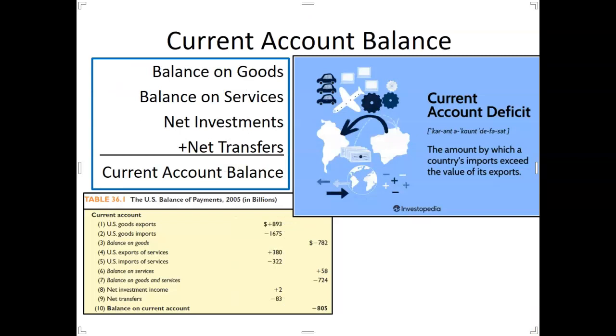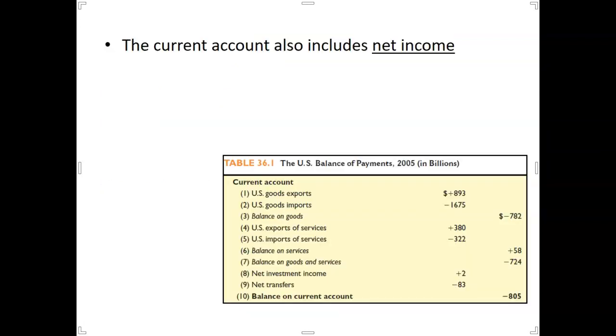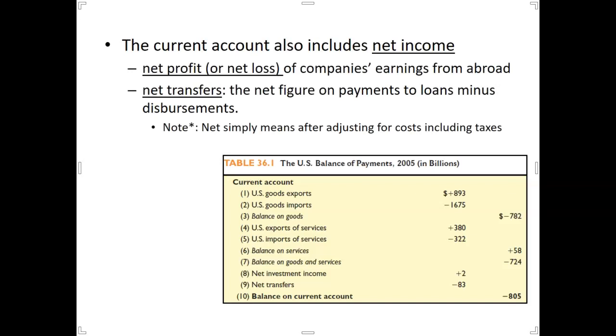So the current account balance is, again, the balance on goods, balance on services, and these other two things, net investment income and net transfers. When you do all that, you get the current account balance. The current account includes this net income, which is the net profit. Companies do business internationally, and that money gets transferred back to them as profits. It's the earnings from abroad for your international business. Not really a good or service being moved. It's just, hey, we owe you this money because you worked in our country and we pay that.